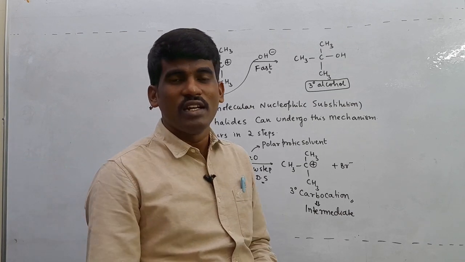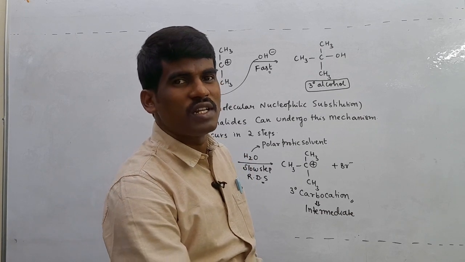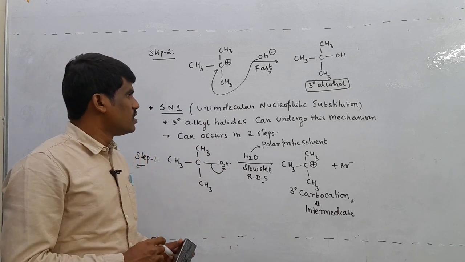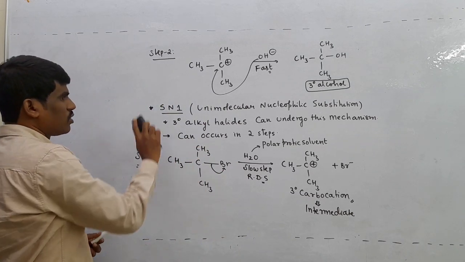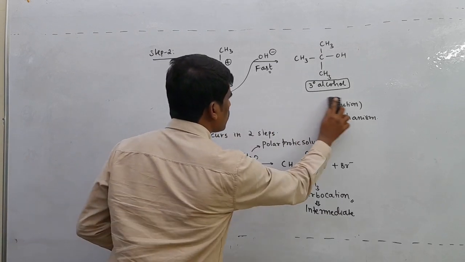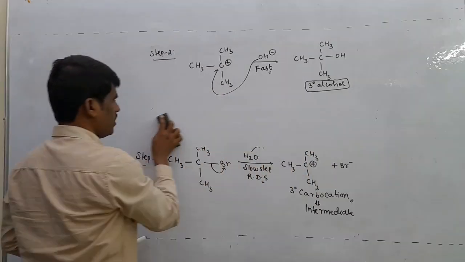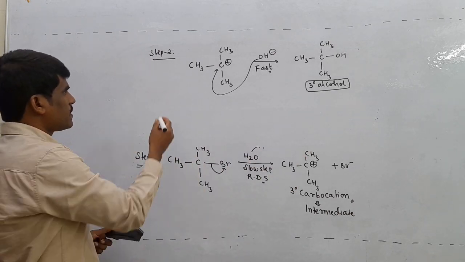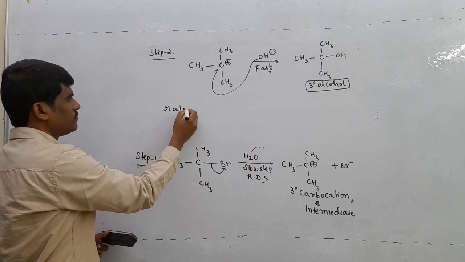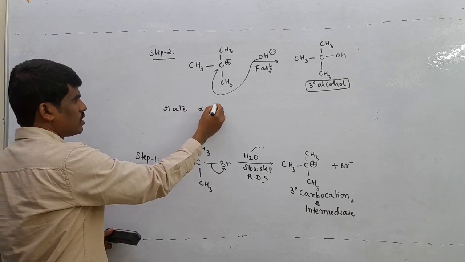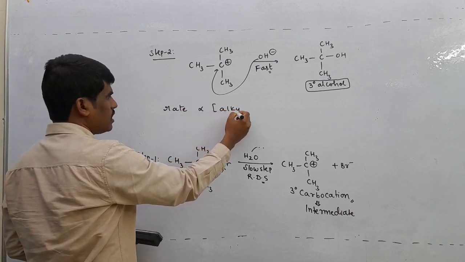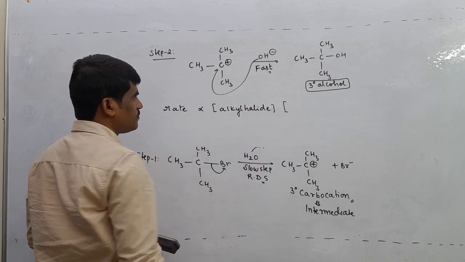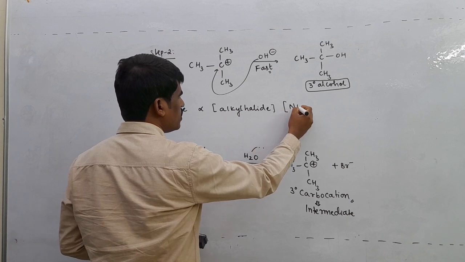So that indicates this mechanism is taking place in how many steps? 2 steps. In that, the first step is the rate determining step. So the rate is proportional to the concentration of alkyl halide, that may be any kind of alkyl halide, and as well as the concentration of nucleophile.